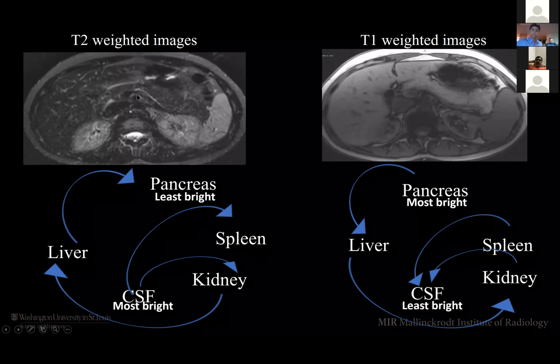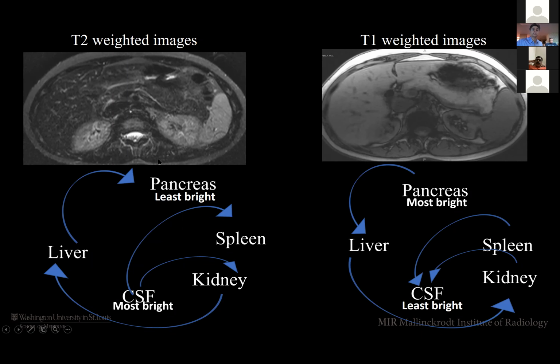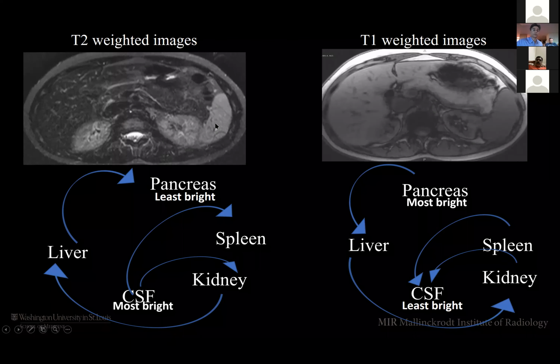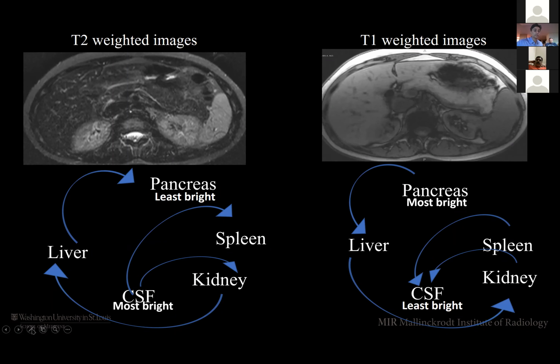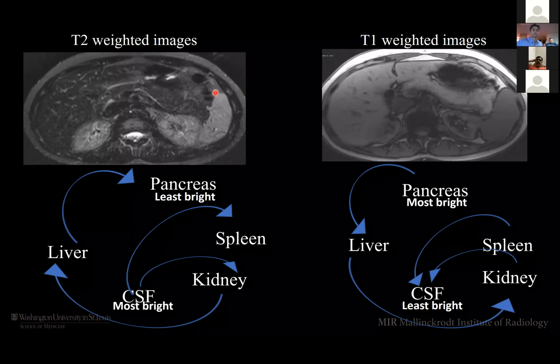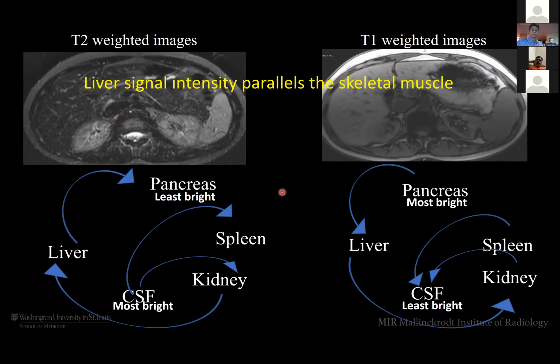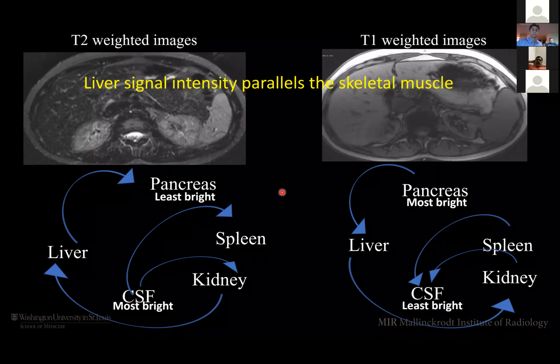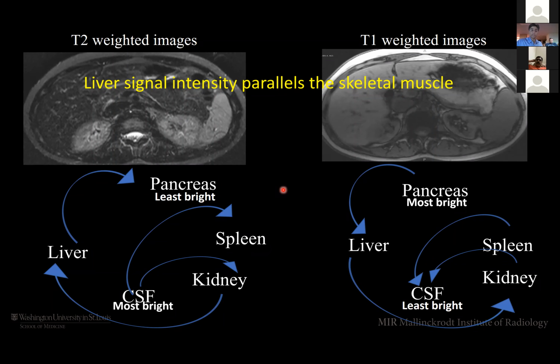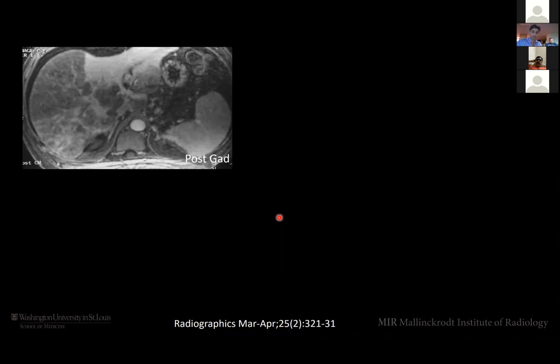Also to remember is that on any sequence, your liver almost always parallels the signal intensity of the skeletal muscle. Okay, that's going to be an important thing. The liver parallels the signal intensity of the skeletal muscle. So that is the key in terms of recognizing that on any sequence that is given to you, the liver should parallel the skeletal muscle signal intensity. This is more so for our junior residents or junior faculty.